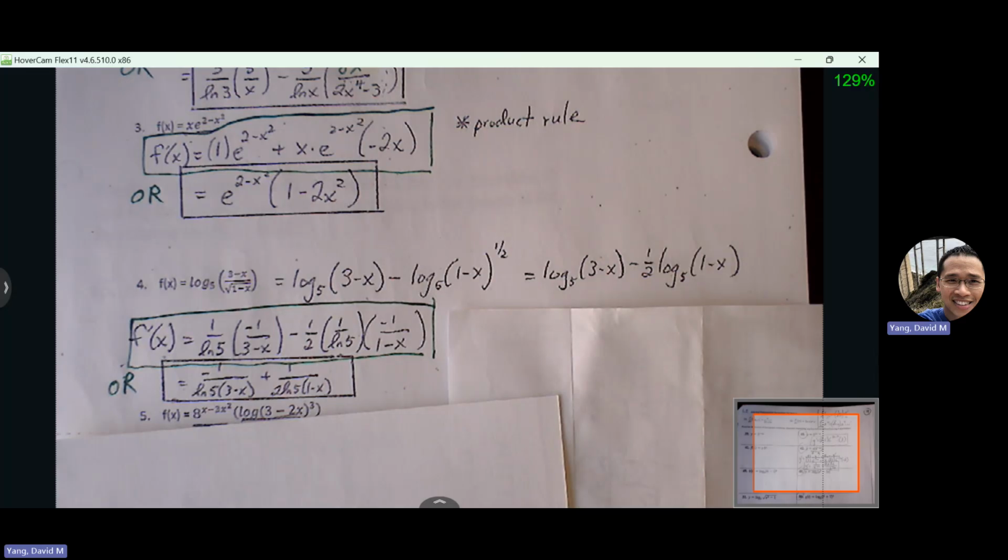Number 5, we definitely have to involve log base 10. We have to involve the exponential function base 8, but there's something else. What else? There's no way around it. What do we have to use for number 5? Two different functions are being multiplied. Product rule. Yeah, we have to do our whole f prime g plus f g prime.